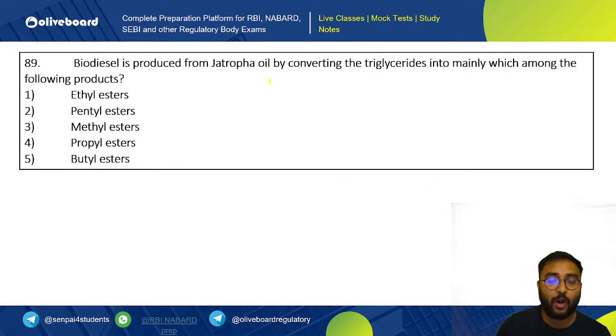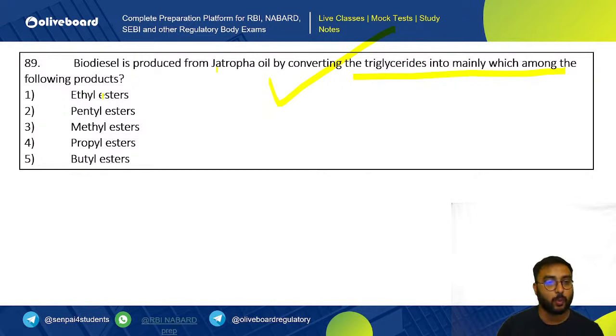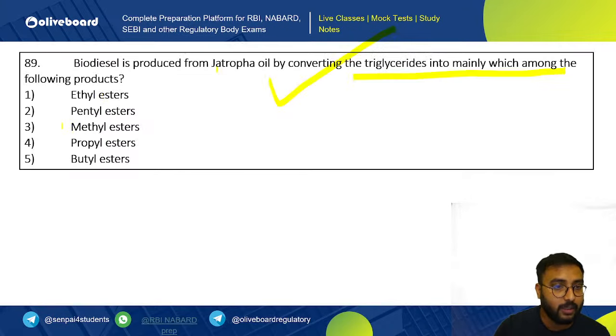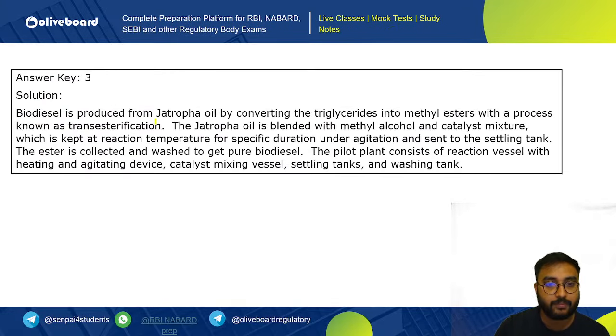Biodiesel is produced from Jatropha oil by converting triglycerides into which of the following products? Ethyl esters, pentyl esters, methyl esters, propyl esters and butyl esters. The answer is 3, which is nothing but methyl esters. The answer is methyl esters.